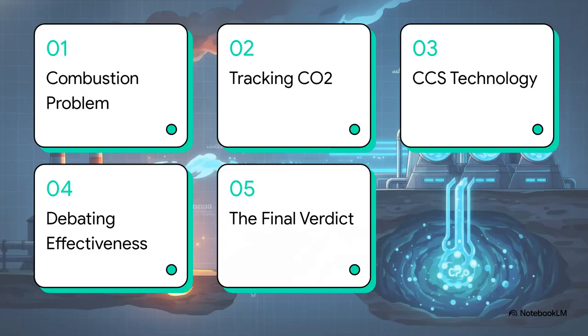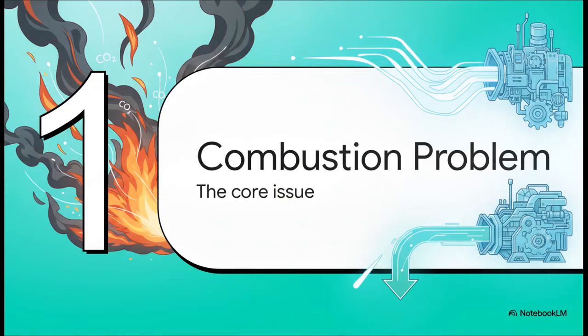Let's get into it. Here's our roadmap for today. We'll start with the carbon combustion problem, then track CO2 using the famous Keeling Curve, look at carbon capture and storage, or CCS, debate its overall effectiveness, and finally, deliver our verdict on CCS. Section 1. The carbon combustion problem.